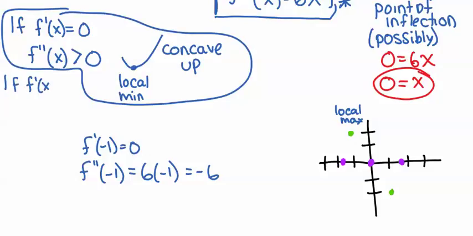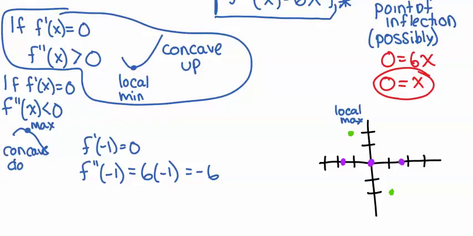If f prime of x is equal to 0 and f double prime of x is less than 0, then we must have a local max and our graph will be concave down. Because we just found we have a local max here at -1 because our first derivative equaled 0. And then when we try our second derivative at that point, it's a negative number. So therefore, we know our graph is actually concave down. And therefore, this does produce a max.